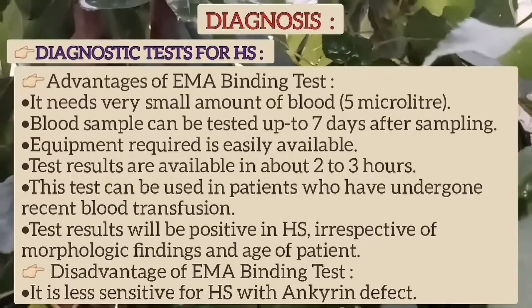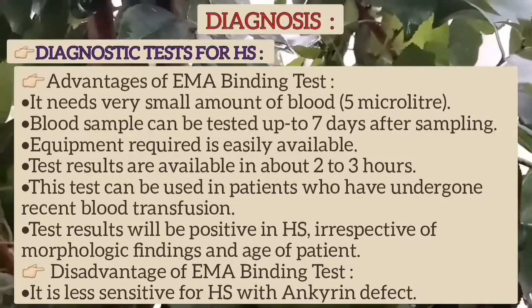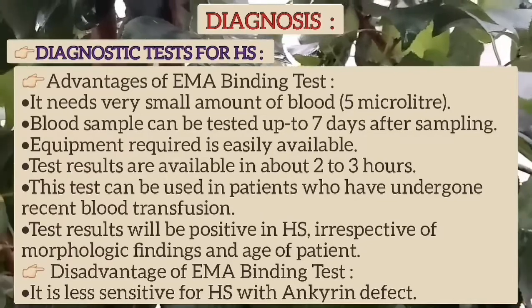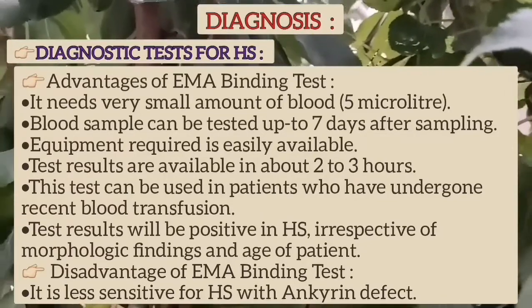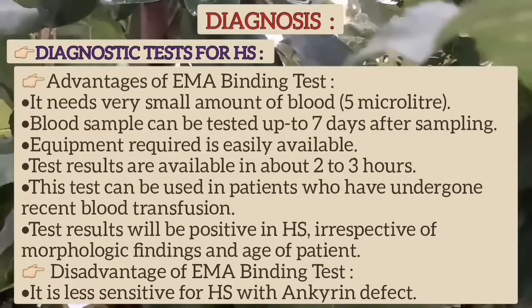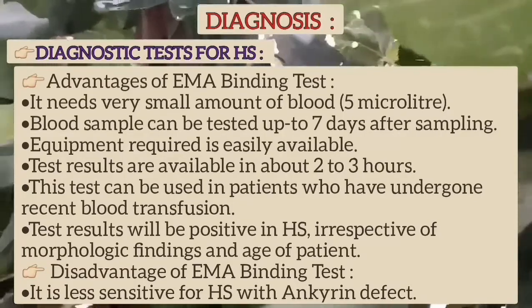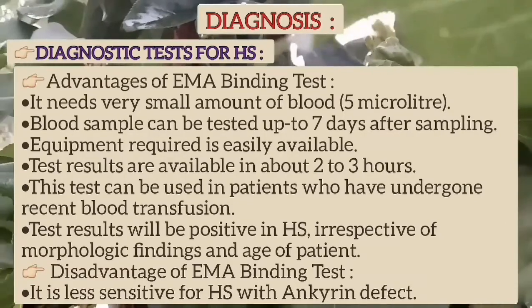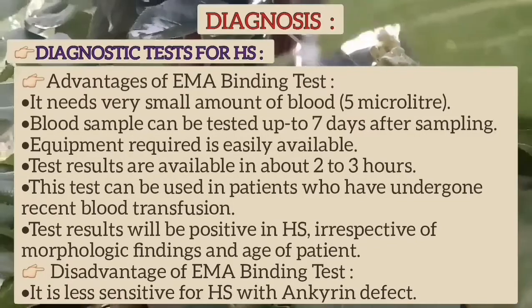Now, the equipment required is easily available and the test results are available in about 2 to 3 hours. And this test can be used in patients who have undergone recent blood transfusion. Now, the test results will be positive in hereditary spherocytosis irrespective of the morphological findings and the age of the patient. Now, there is a disadvantage of EMA binding test and it is that it is less sensitive for ankyrin defect.